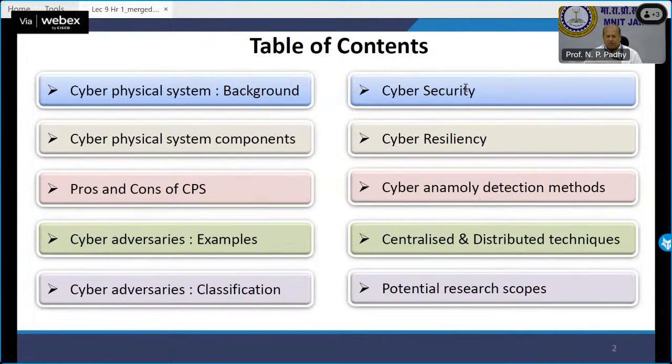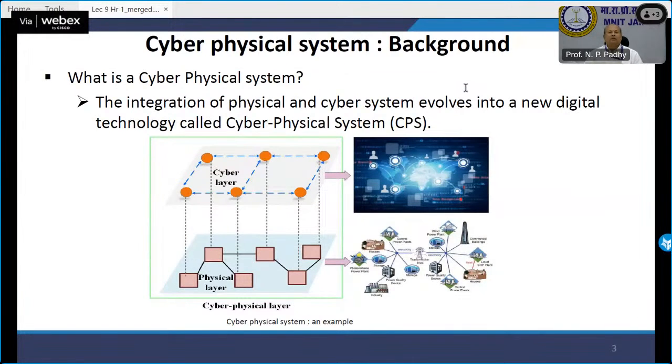Very good. We'll talk about those fundamentals, the cyber physical system background. We'll then talk about cyber physical system components, pros and cons of cyber physical system, cyber adversaries classifications, cyber security, cyber resilience, cyber anomaly detection methods, centralized and distributed techniques, and potential research scope. Today we'll also see one more PhD topic at the end of the class. And this is how a system looks like.